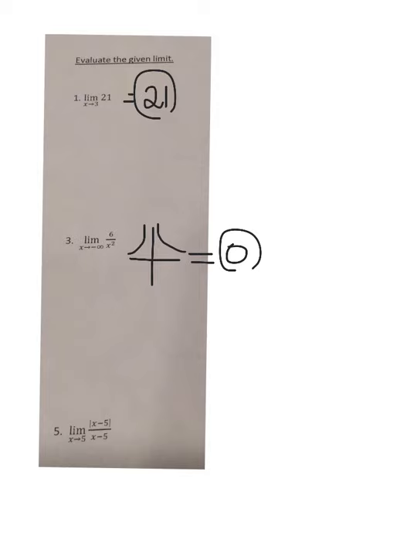All right, now for number 5, if I plug in 5 into the numerator, I'm going to get 0. And if I plug in 5 into the denominator, I'm also going to get 0. So that's an indeterminate. Now normally when we have an indeterminate, we would try to factor and cancel, but we can't do that here because I can't factor this.